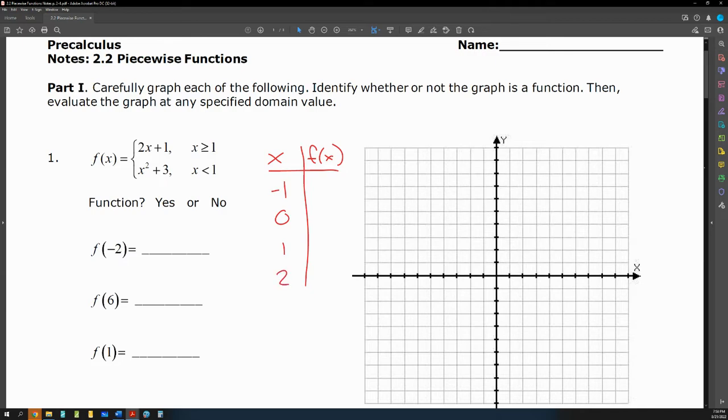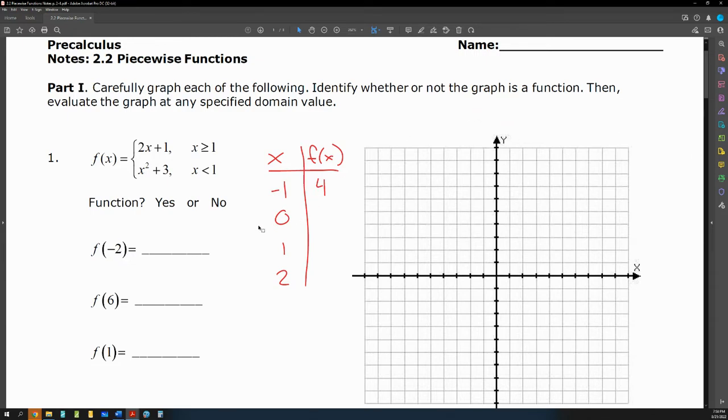To evaluate the function at x equals -1, I'm going to first determine which of these inequalities that satisfies. Well, -1 satisfies the bottom one, x is less than 1. That is true for -1. So plugging -1 into this part of the equation, x squared plus 3, we get -1 squared, which is +1, plus 3 is 4.